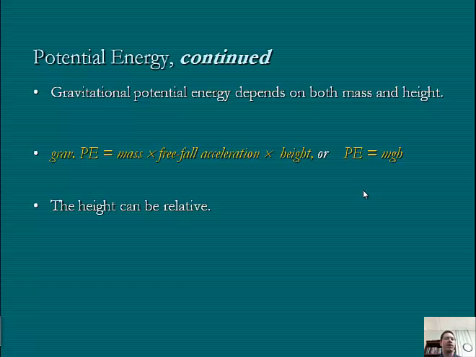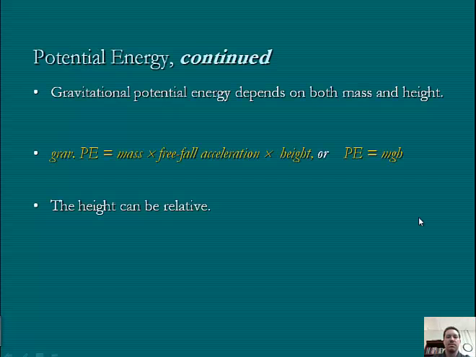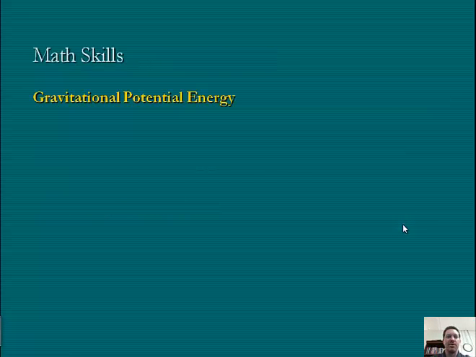So if I hold a ball above a table versus above the floor, when I hold it above the floor, typically it's got a longer distance to travel, so it's going to have a higher potential energy because that height is relative to whatever reference point you have. We'll talk about this free fall acceleration when we do this example problem.